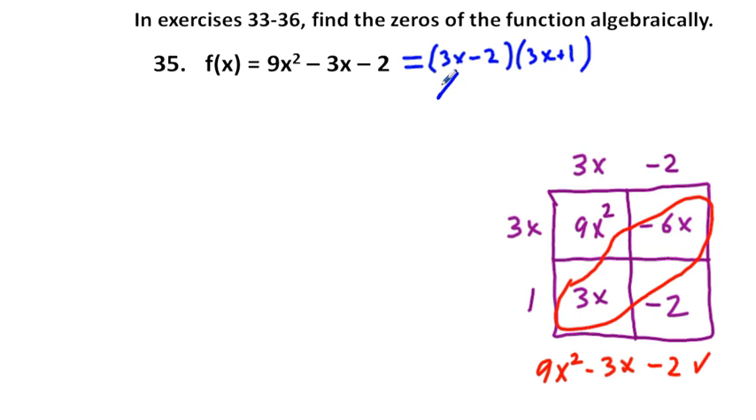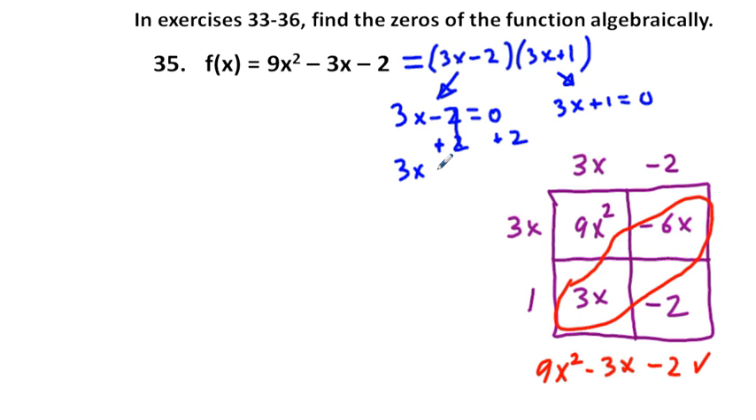And again, as we did in problem 33, we have 3x minus 2 is equal to 0. And the other factor, 3x plus 1, is equal to 0. And if we add 2 to both sides of this left equation, we get 3x equals 2, and dividing by 3, we get x equals 2/3. So that's going to be one of our zeros.